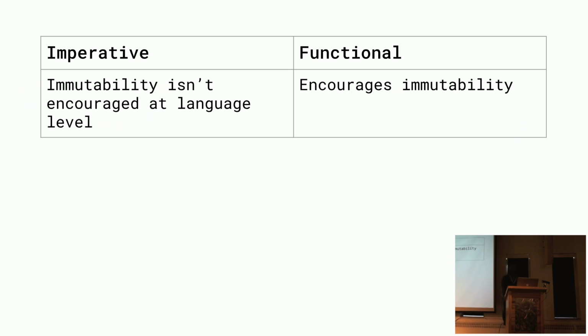Another difference between the two paradigms is that immutability isn't really encouraged at the language level in imperative programming languages. Like Java, for you to achieve immutability, you have to actually take steps. You have to make your classes final, you have to make your methods final, you have to make your variables final, and things like that. But in most functional programming languages, it comes out of the box.